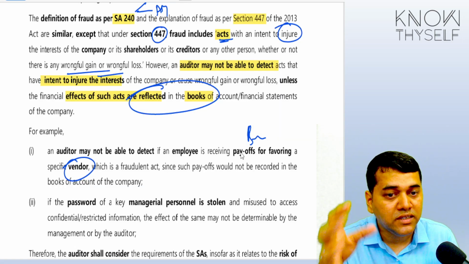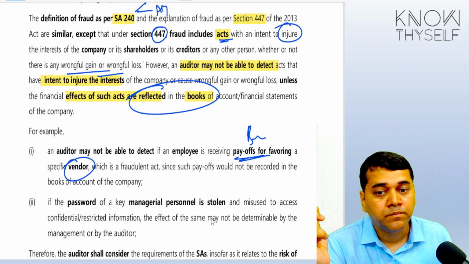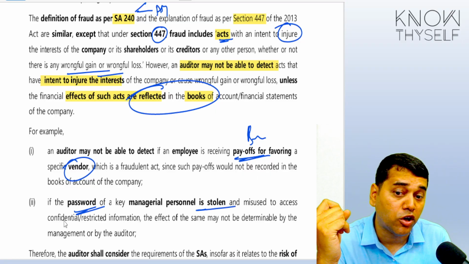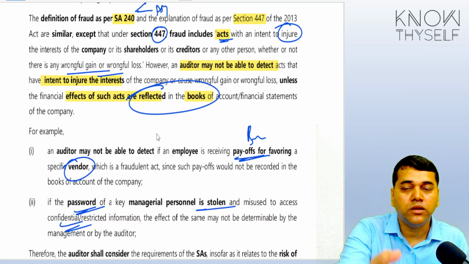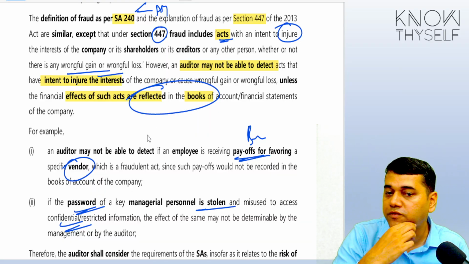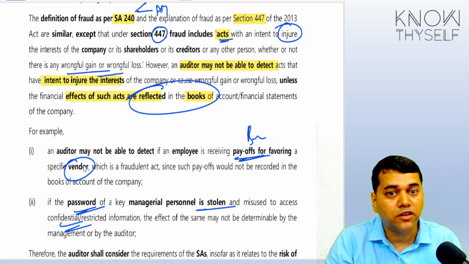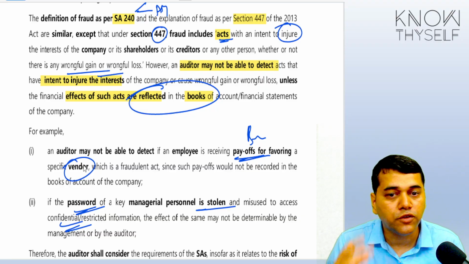That's why these things where a payoff is given, or the password of a managerial person is stolen or misused to access confidential information. Let's see, if your employee is accessing the confidential information, how on earth will the auditor come to know? Because these require investigation actually. It's not going to reflect in the financial statement.